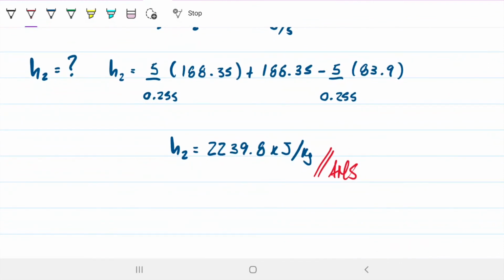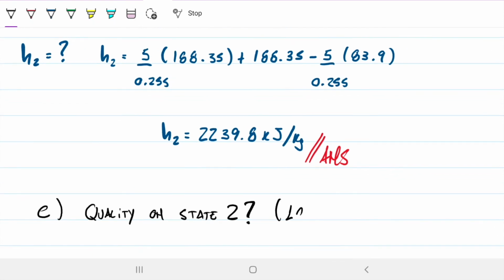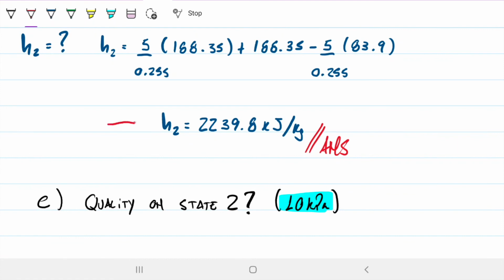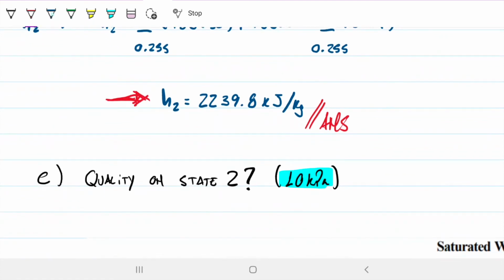And then part C finally asks us for the quality, right? So C is, what is the quality on state 2? Until this point, we weren't able to answer this question because we only knew one thing about state 2, which was the pressure, 10 kilopascals. With only that information, there's not enough to determine the quality. But now we have a second piece of information, precisely the enthalpy. So now we have two thermodynamic properties: the 10 kilopascals and enthalpy 2.